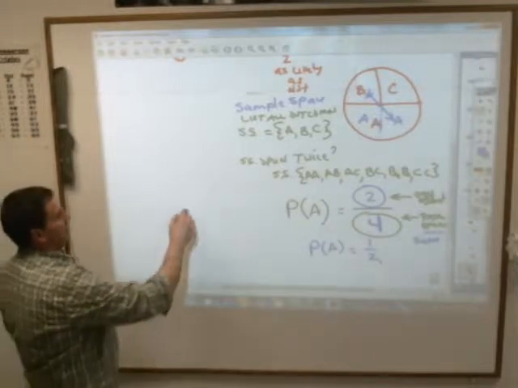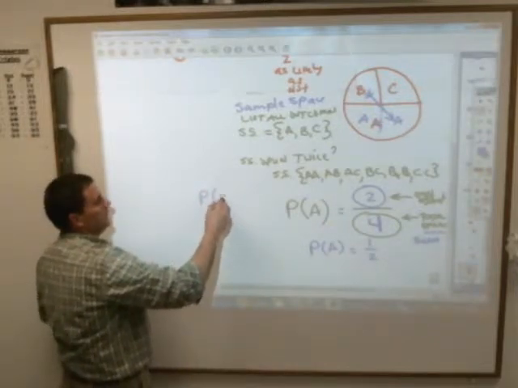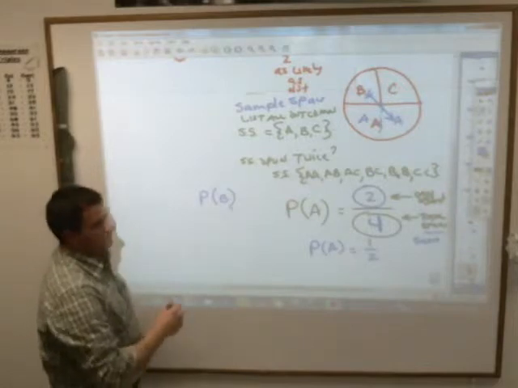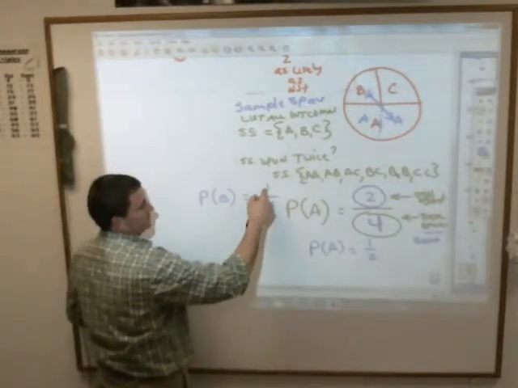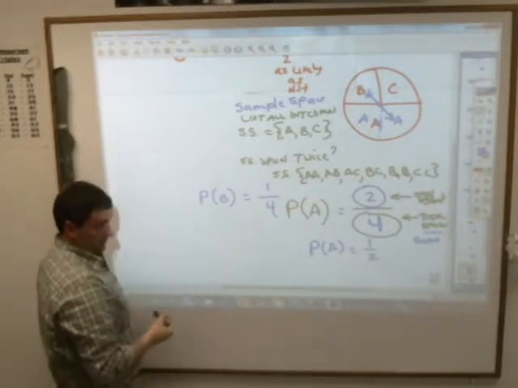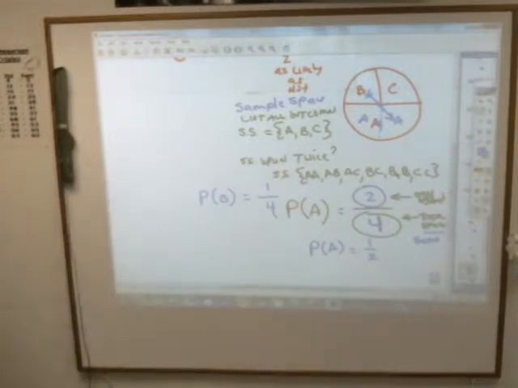If I asked you the probability of spinning a B, Charlie, it would be 1 out of 4 times, because there's only 1 B and there's still 4 parts to the spinning thingy there.